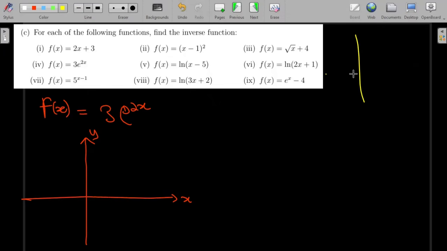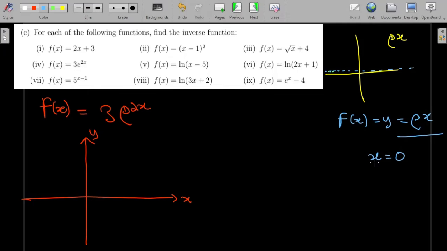The standard sketch for e to the power x has a horizontal asymptote on the x-axis like that. So this is f of x, or y, equals e to the power x, and I want to sketch this. You get the power, equate it to 0, and solve for x. This gives you the horizontal asymptote, which is this dotted line that I've put on top of the x-axis.